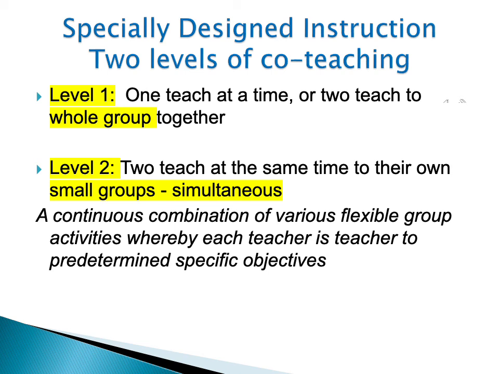This is when two teachers, in some sort of simultaneous way, teach to smaller groups of students. It is a continuous combination of various flexible groups, whereby each teacher is teaching to predetermined specific objectives. This might look like having two groups at the same time, or three groups that rotate, or four groups that flip-flop and switch. There are a number of combinations in which these small group instructional practices can be delivered.